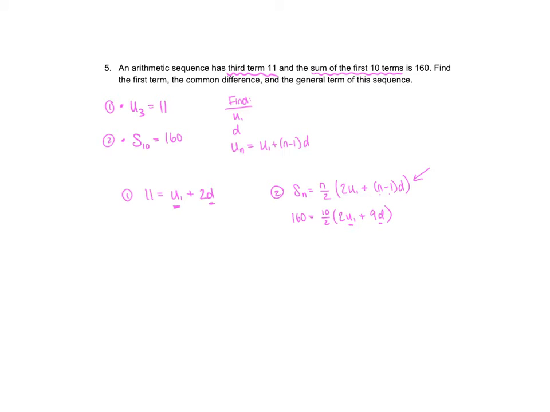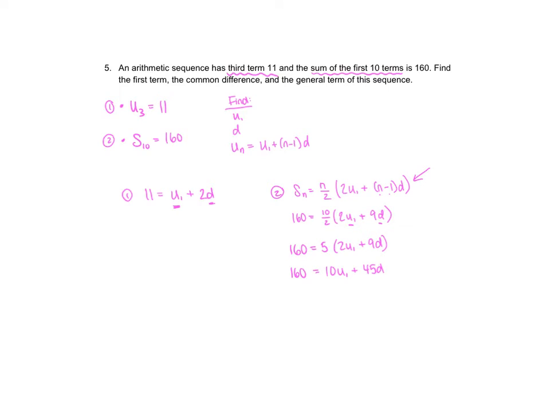Now, let's try to simplify this over here. 10 over 2 is 5. And then let's distribute that 5. So we have 10u1 plus 45d.